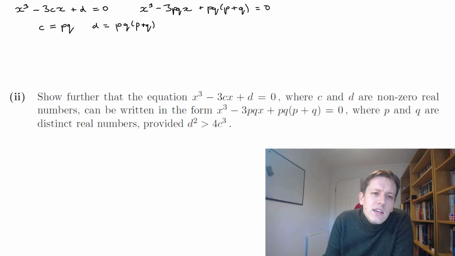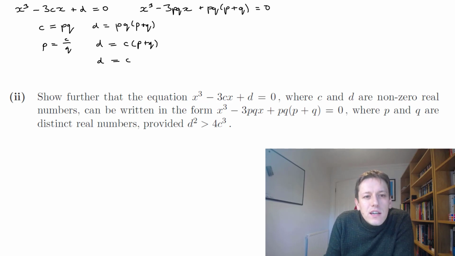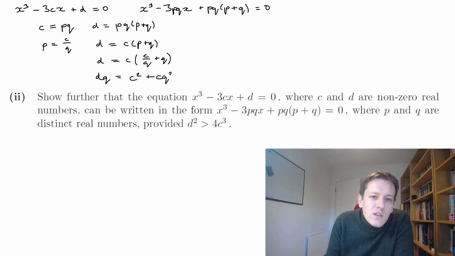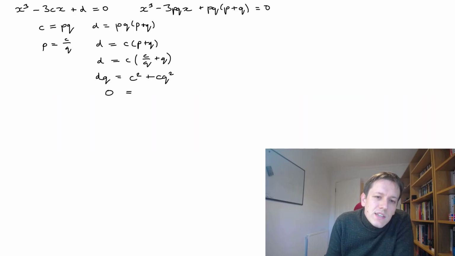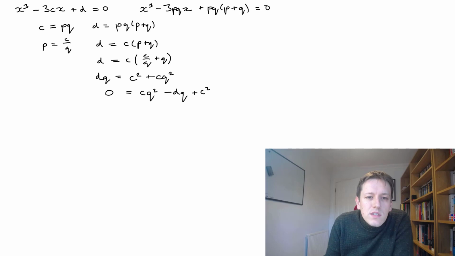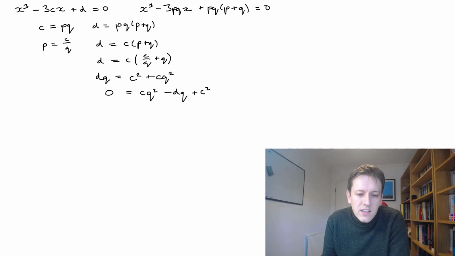So if we substitute this in here, then I get d equals c times p plus q, and if we also write, say, p equals c over q here, then I could put that in here and have d equals c times c over q plus q, and if we multiply this whole thing through by q, we get dq equals c squared plus cq squared, which is a quadratic equation in q: cq squared minus dq plus c squared equals 0.